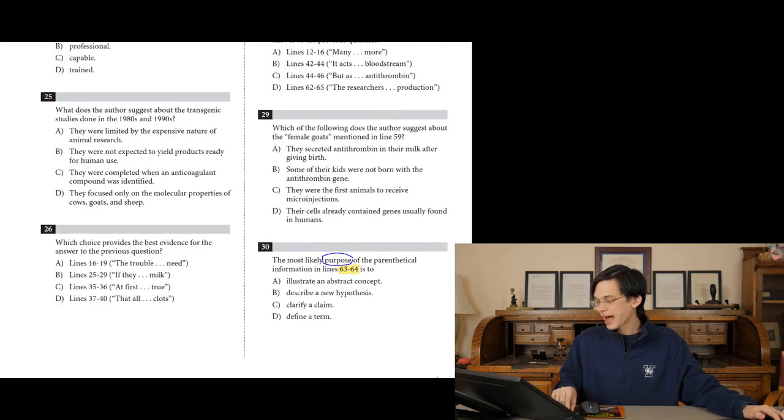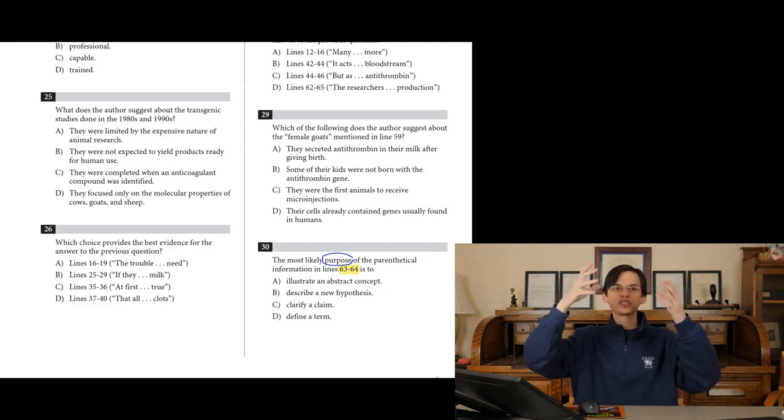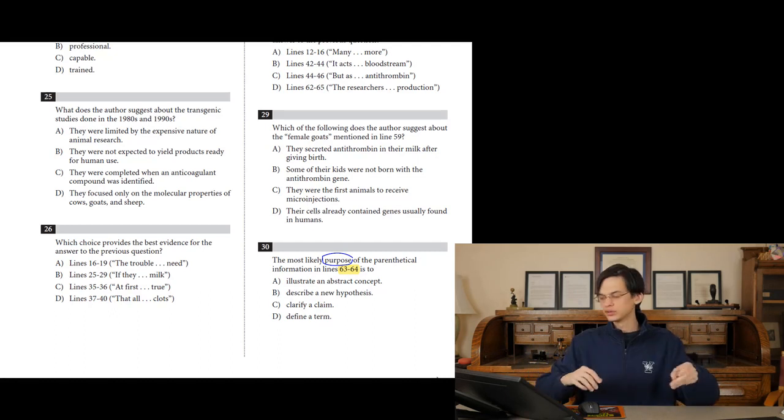Is to illustrate an abstract concept. We're not illustrating an abstract concept. Even though you might think that a promoter is abstract, it's not. It's just a term that we don't know. And this is not a concept. This is not like an experiment. This is not some model. This is not some diagram for us to understand. It's simply a term that we need to define.